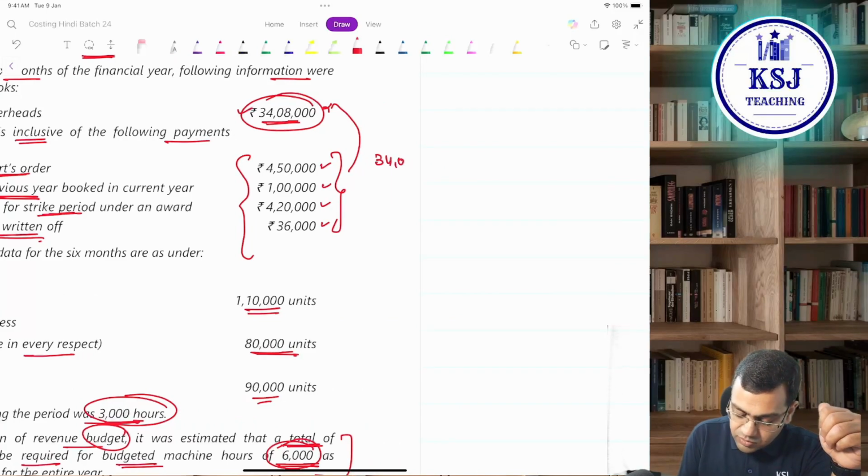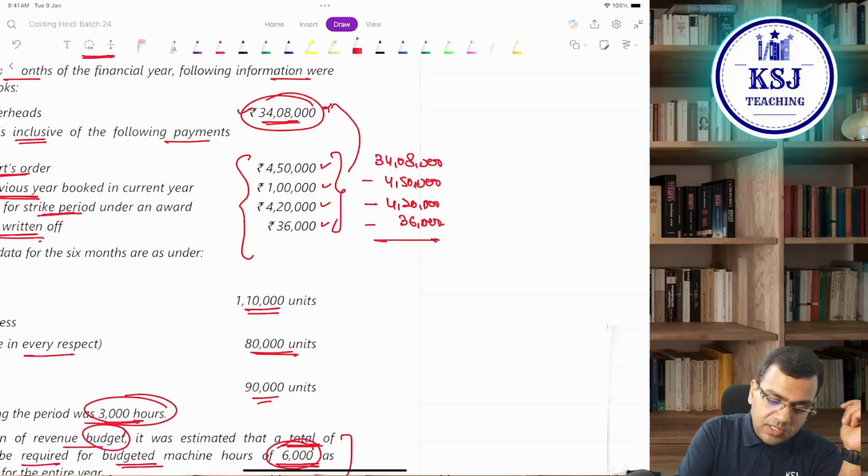34 lakh 8,000 minus 4 lakh 50,000 minus 4 lakh 20,000 minus 36,000. Right? So this will come to 34 lakh 8,000 minus 4 lakh 50,000 minus 4 lakh 20,000 minus 36,000. That comes to 20. Wait. Some mistake seems to be there. 34 lakh 8,000 minus 4 lakh 50,000.